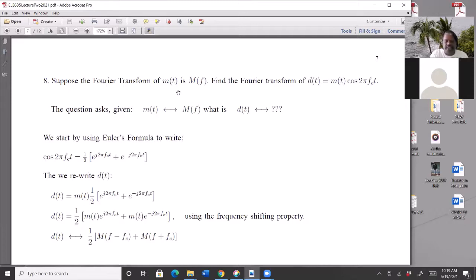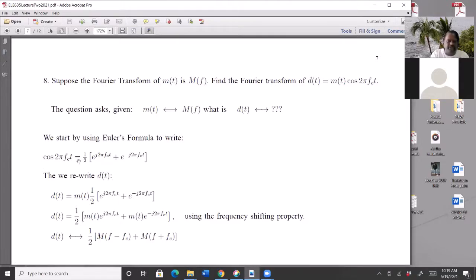So the question is, if the Fourier transform of m of t is denoted by capital M of f, what is the Fourier transform of m of t cos 2 pi f c t? This is very important. So the trick we use here is, we know from Euler's formula that cos 2 pi f c t is equal to half of e to the j 2 pi f c t plus e to the minus j 2 pi f c t. I showed you this result earlier. So this product m of t times cos 2 pi f c t can be written as m of t times half this.